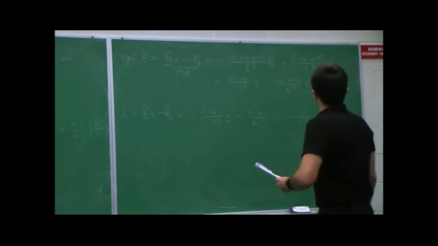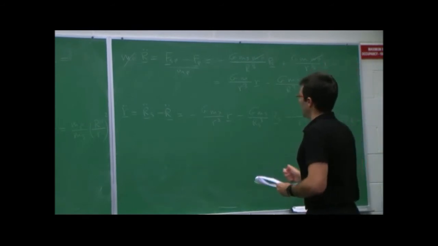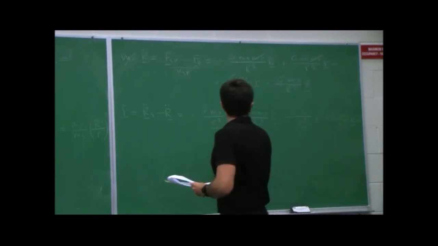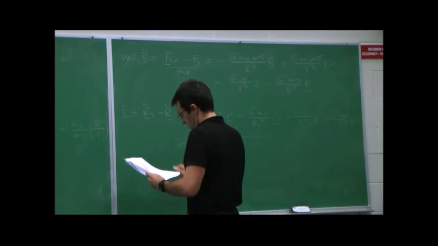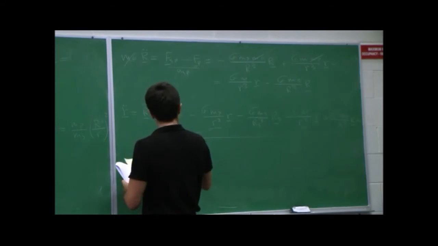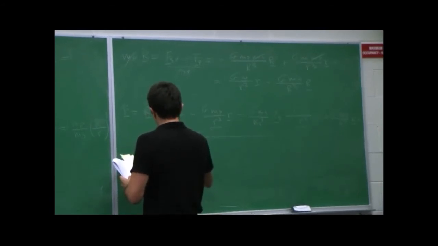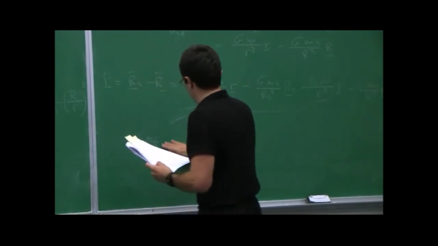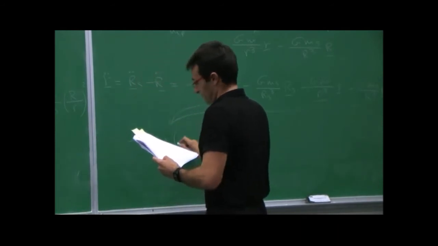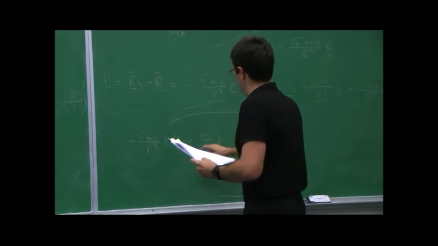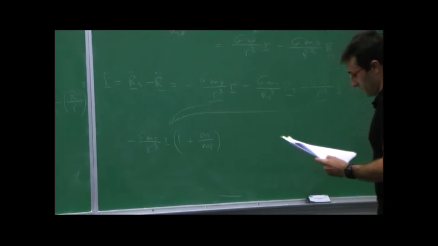Let's collect a few things together here. I like this one and this one. They can go together somehow, and this should become, let's see what I have here. Yeah, I have a minus G mass of the planet over r cubed, little r, that multiplies 1 plus mass of the spacecraft over mass of the planet. As you can imagine, this will just disappear because Mp is much bigger than m.